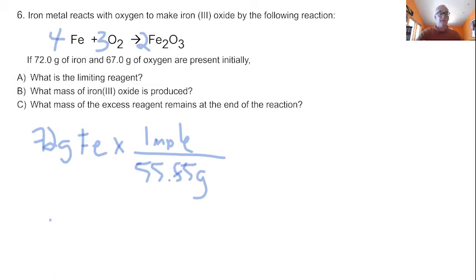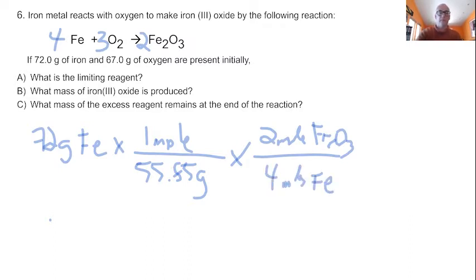Then we figure out how many moles of product I would get from that. Again, I want moles of product. So I get 2 moles of product for every 4 moles of iron. You can see my moles of iron are crossed out, my grams are crossed out, and the only thing I'm left with is moles of product, which is what I want. So how many moles of product would I get from this?